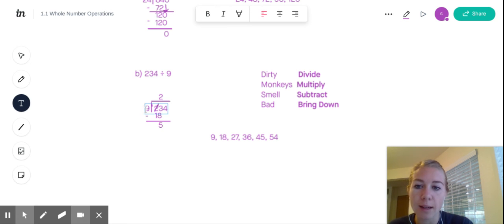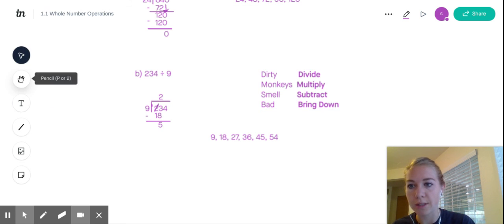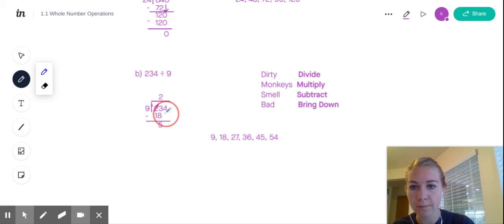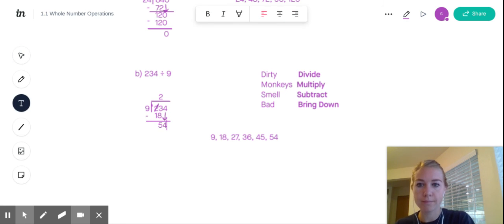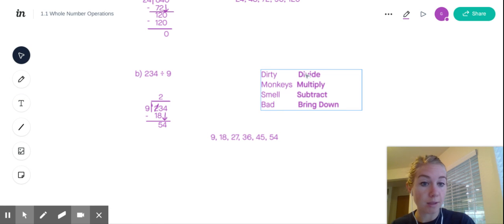Okay. Can 9 go into 8? Can 9 go into 5? No, it can't. So we're going to bring down our next number, which is 4. So my 5 becomes 54. And then we're back to divide.